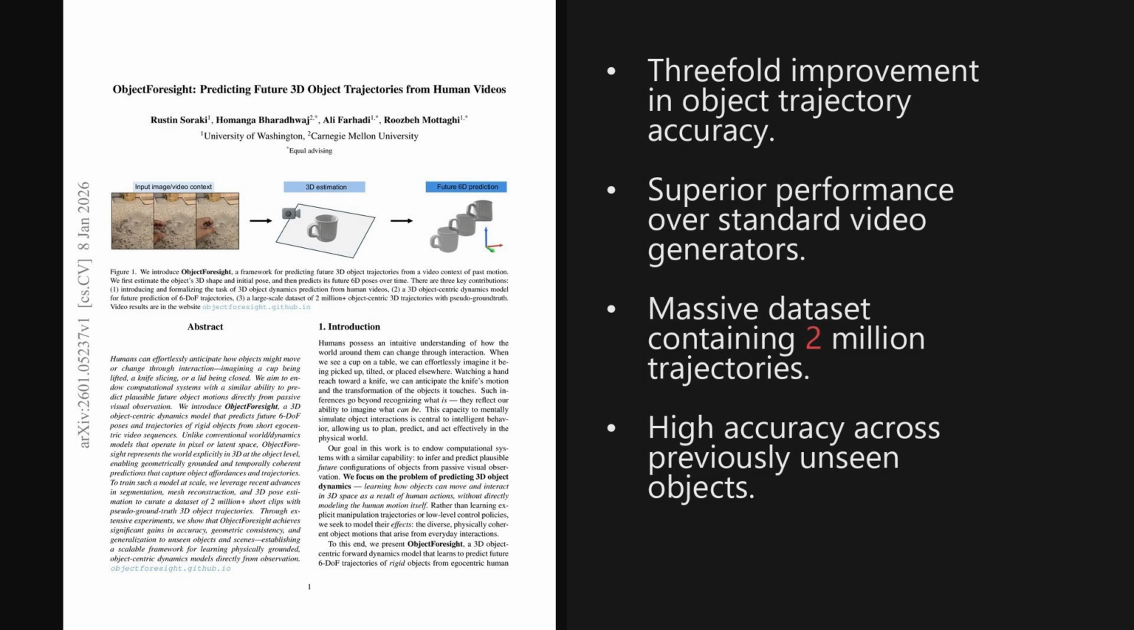Wrapping up, 2 takeaways stand out. First, leveraging massive amounts of passive human video data allows models to learn genuine physical dynamics without robotic intervention. Second, explicit 3D modeling significantly outperforms pixel-based video generation for accurate trajectory forecasting.